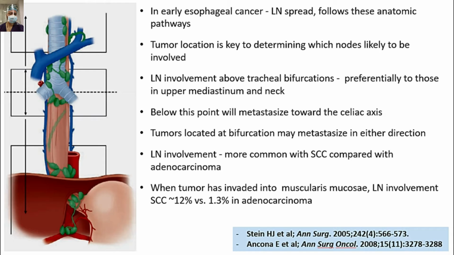Lymph node involvement is more common with squamous cell carcinoma compared with adenocarcinoma. When the tumor invades into the muscularis mucosa, lymph node involvement in squamous cell carcinoma is approximately 12 to 20%, versus 1.3% in adenocarcinoma. So there is an early spread to lymph nodes in squamous cell carcinoma compared to adenocarcinoma.